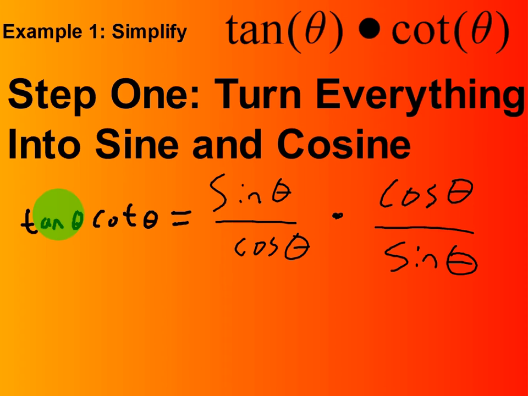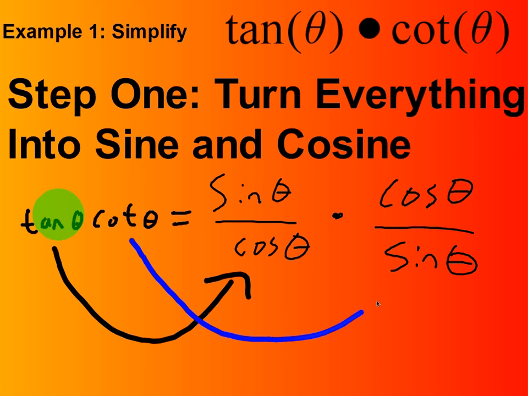Well, recall that tangent is just sine over cosine. We just learned that when we learned the quotient identity. We also learned that cotangent is cosine over sine. So I'm just going to replace those with what they are in terms of sine and cosine. The reason this step always works is because everything can be turned into sine and cosine. Sine, cosine, tangent, cosecant, secant, cotangent, all can be written in terms of sine and cosine. And for that reason, that's what we want to do first.